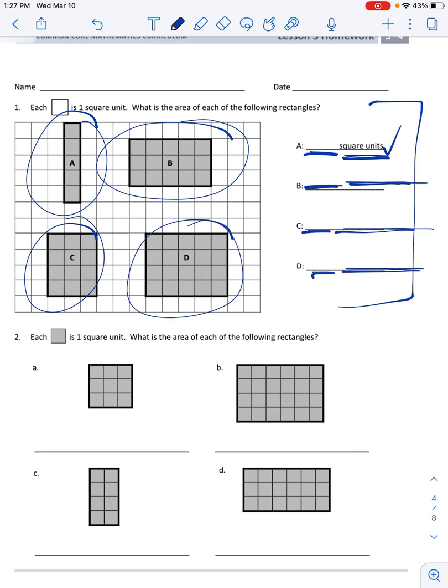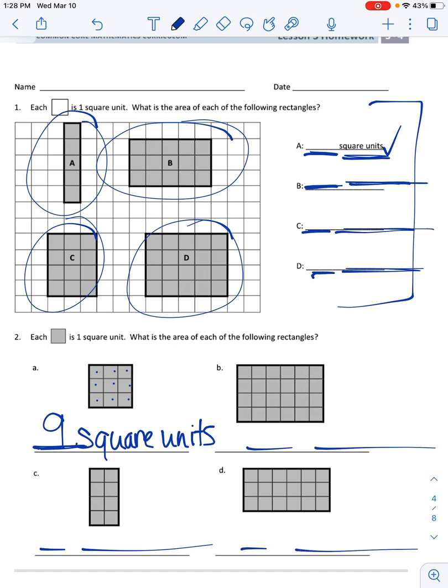Then you will do problems A, B, C, and D. Here, you need to write the area, so the number, 1, 2, 3, 4, 5, 6, 7, 8, 9, and you need to write the word square units. You will do the same thing for B, for C, and for D.